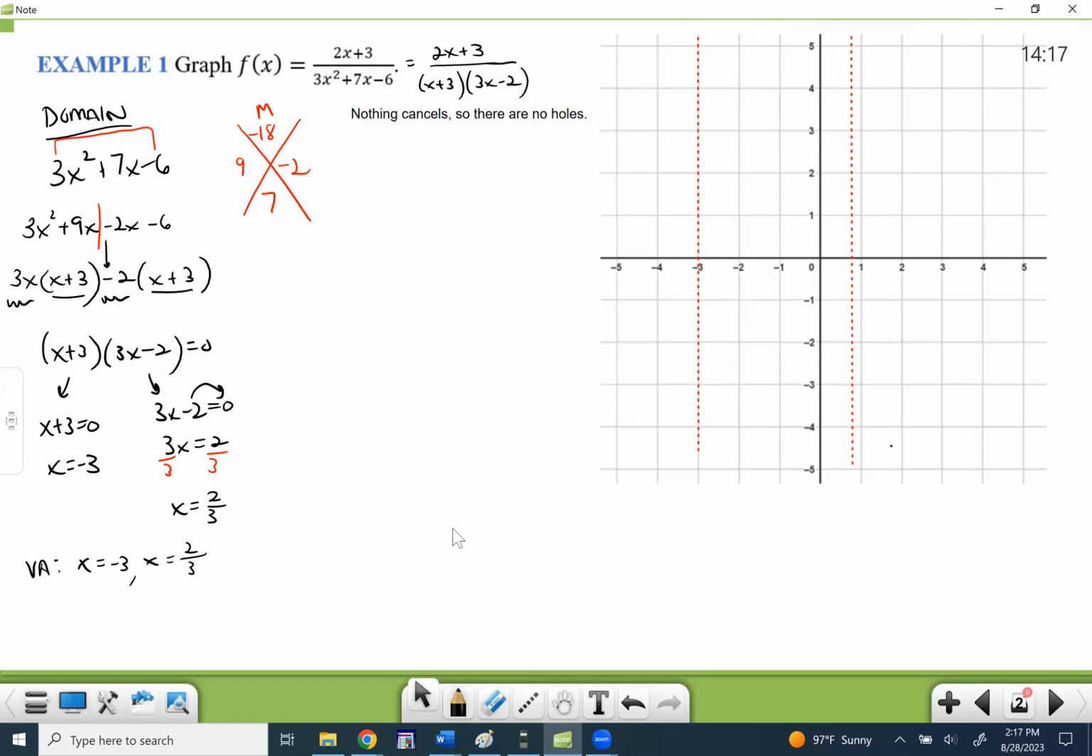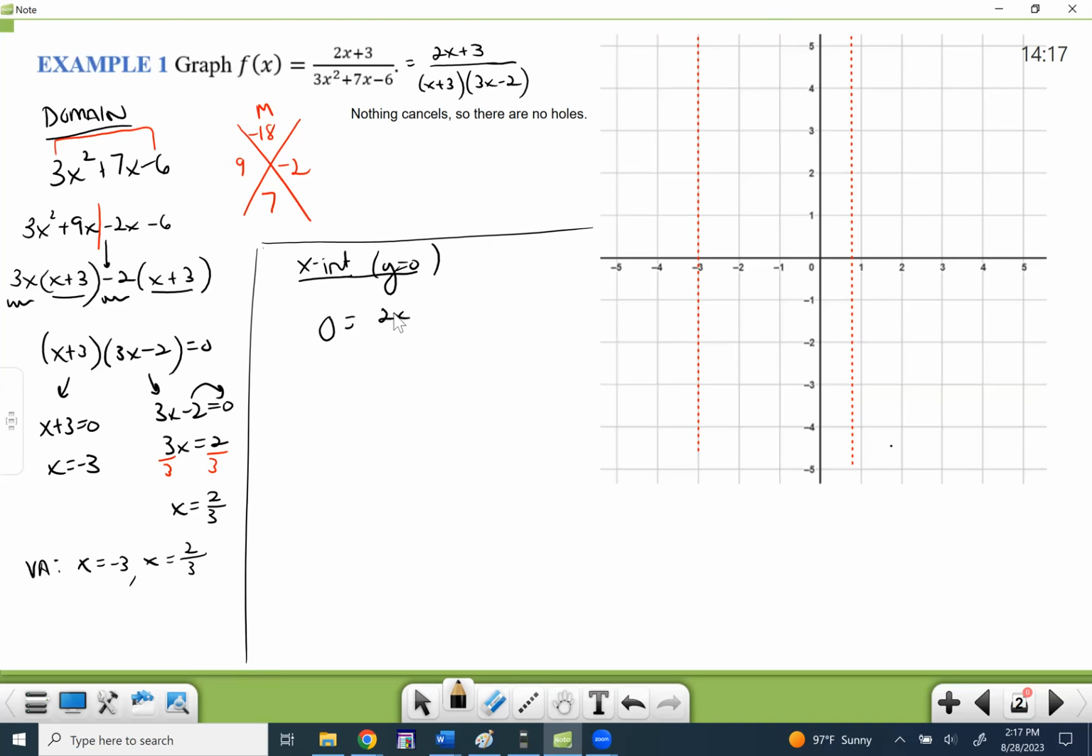Okay, so we got that part done. So now we're going to get the x and the y-intercepts. Remember that for x-intercepts, we let y be 0. And we said that it's technically only the numerator that we set equal to 0. But let's see why it's only the numerator, because normally when we're finding x-intercepts, we just let y be 0.